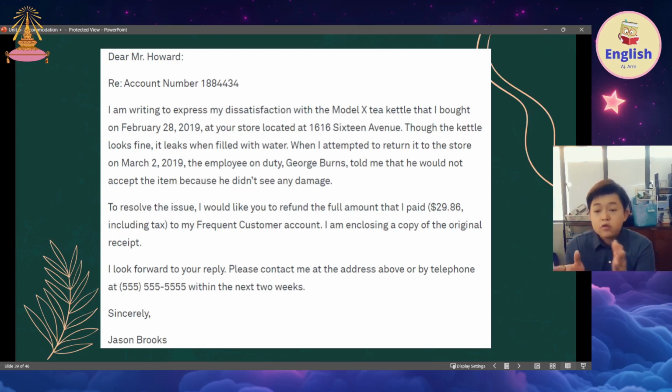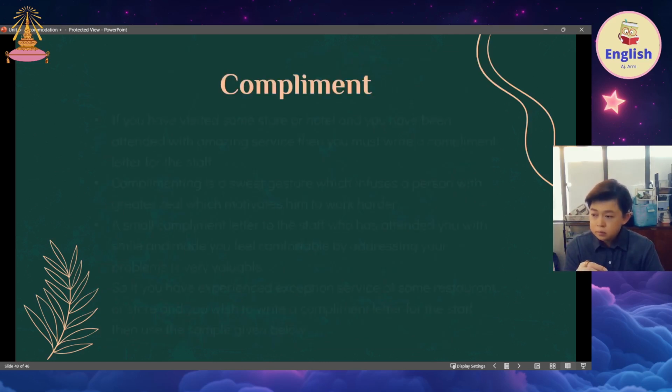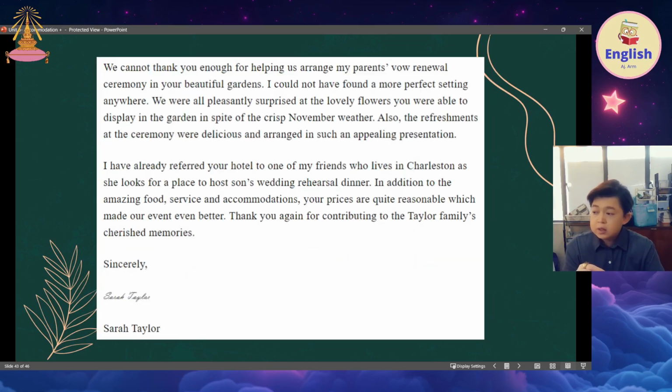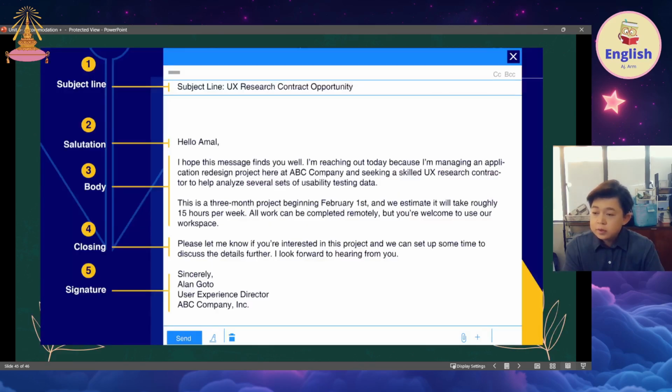For example, I look forward to hearing from you. Then close the letter with a formal closing, Sincerely, and don't forget to put the comma again, then your signature and your name. And this type is called a compliment letter. You can read it by yourself. That's it for the contents of unit number 6.